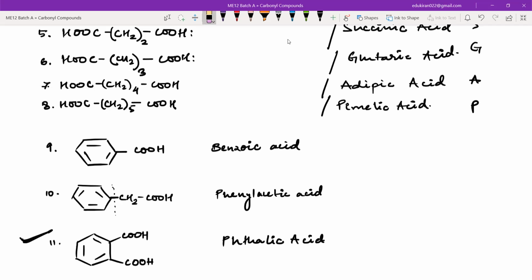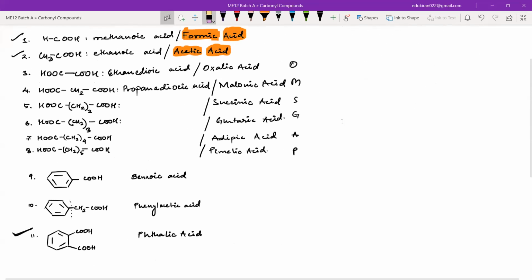So write these 11. Can you scroll up? Yeah, okay. Fine. I'm just zooming out. So these are some common carboxylic acids. You have to remember the common names more importantly.